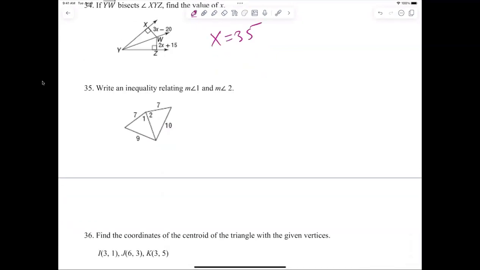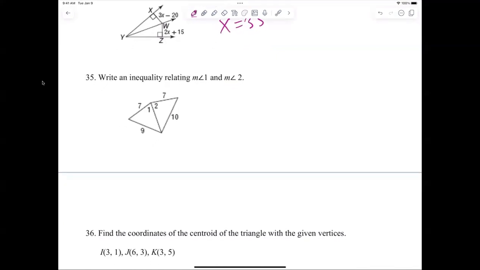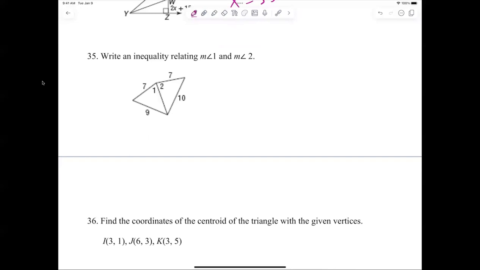Now this one I thought was a little annoying. What's the relationship between angle 1 and angle 2? Yeah, this wasn't the one I was thinking about. Angle 2 is what? Or angle 1 is what? How did we know that? Hinge theorem, right? Yeah. The door is open more.